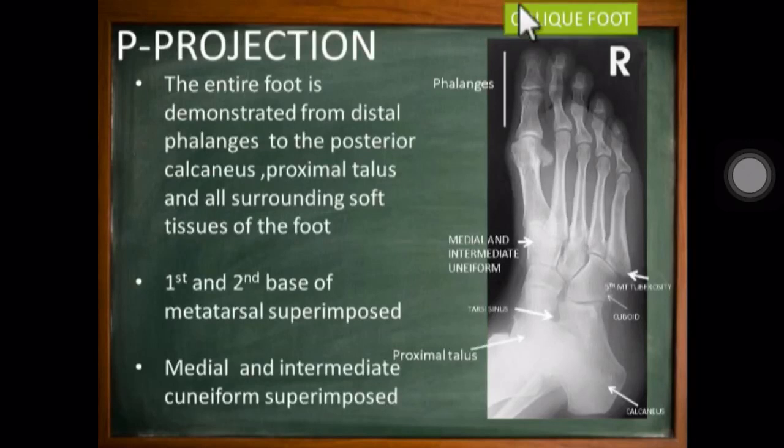Evaluate the radiograph of oblique foot. For the projection, the entire foot is demonstrated from the distal phalanx to the posterior calcaneus, proximal talus, and all surrounding foot soft tissue. And the first and second base of metatarsal are superimposed.